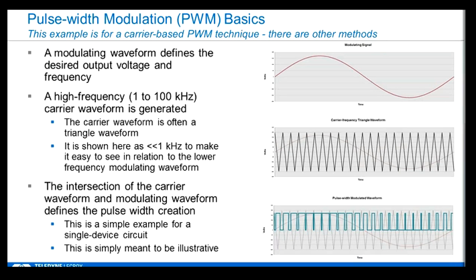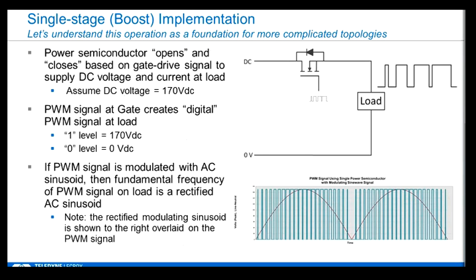Okay, so how do we get the power conversion device to switch the way we want? I'll give you an example. This is a carrier-based pulse width modulation technique. There are other methods, but this is very good to explain. Basically, there's a modulating waveform that defines the frequency that we want to carry in the output voltage. Then there's a high-frequency carrier waveform that's generated, at this 1 to 100 kilohertz frequency. I've shown it here to be much slower than that, just so it makes the example easier to follow. And then where the carrier wave and the modulating frequency intersect with each other, we can determine the width of a pulse. So the pulse will be either high or low based on the intersection of the carrier and the modulating frequency. This is a simple example, just meant to be illustrative, but this is the most basic way to do this.